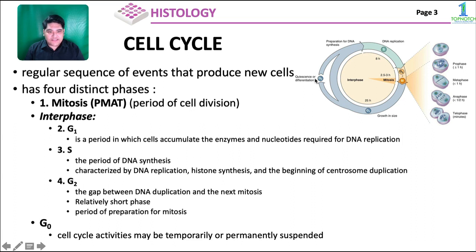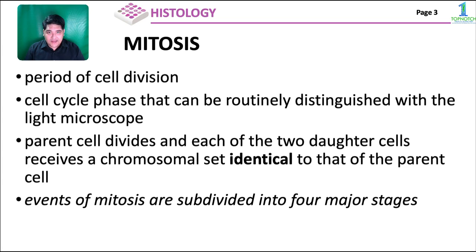Now we have here G0. This is your quiescence or differentiation. The cell cycle activities here may be temporarily or permanently suspended kung hindi naman kailangang mag-perform ng mitosis. Now, your mitosis again is a period of cell division. Your cell cycle phase that can be routinely distinguished with the light microscope. Kasi merong mga distinct phases yan that I will show you later. Your parent cell divides and each of the 2 daughter cells receives a chromosomal set that is identical to that of the parent cell.